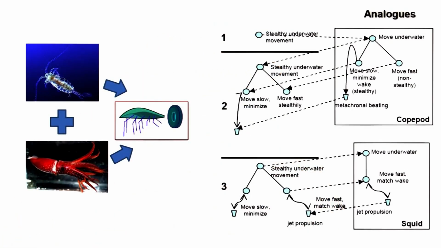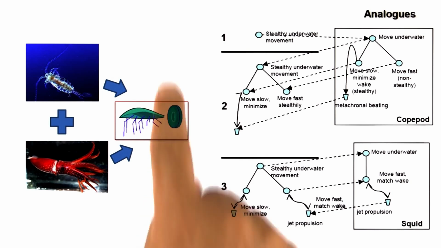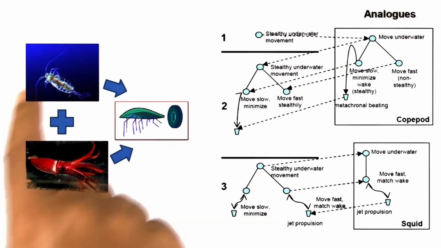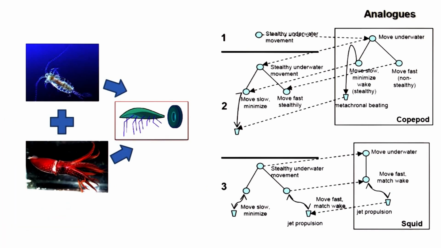Here is another brief example from biologically inspired design. In this case, we want to design a robot that can swim underwater in a very stealthy manner. This particular function of swimming underwater in a stealthy manner reminds a design team of a copepod. A copepod is a biological organism that has a large number of appendages. It moves underwater in such a way that it generates minimum wake, especially when it moves very slowly.